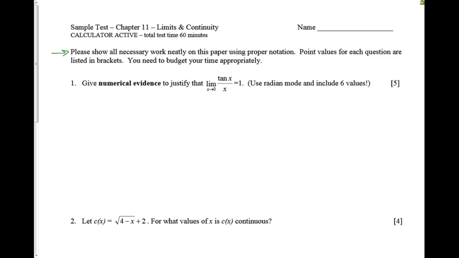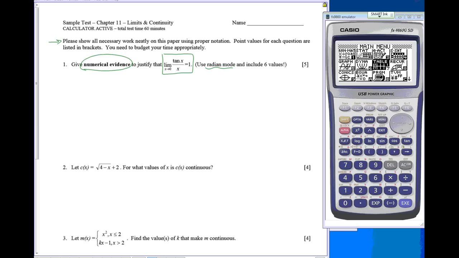Number 1 asks you to give numerical evidence to justify that the limit as x approaches 0 of tangent of x over x is equal to 1. They remind us in our calculator that we need to be in radian mode, and we need to include at least 6 values in our table. So I've just opened my calculator here. I'm using my Casio. I'm going to go into the table menu.